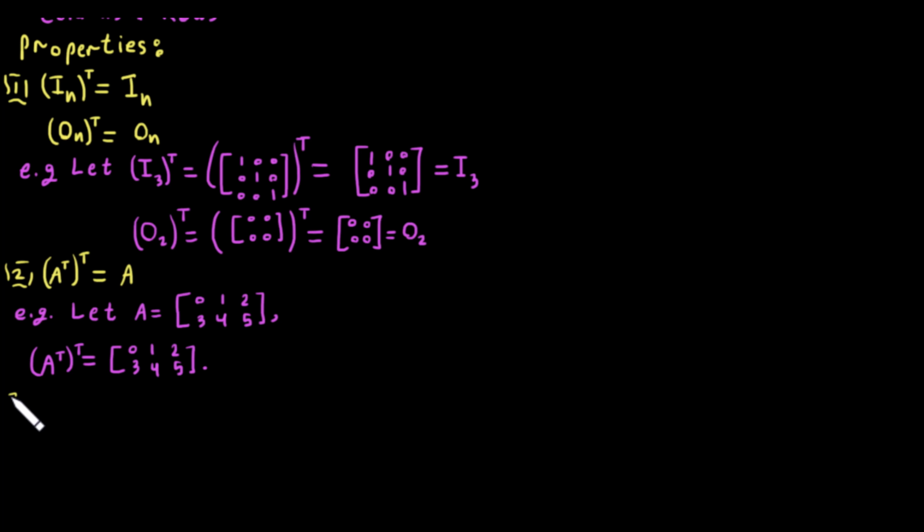The third property, if I have R multiplied here, R any scalar, or they called it a number, and the whole thing transpose, you will get R A transpose. And of course here R belongs to the real numbers, any number.